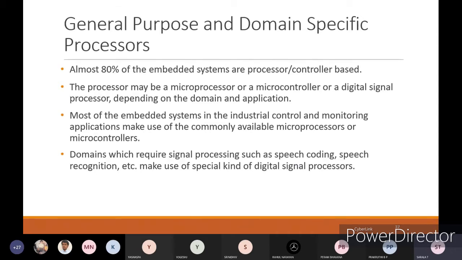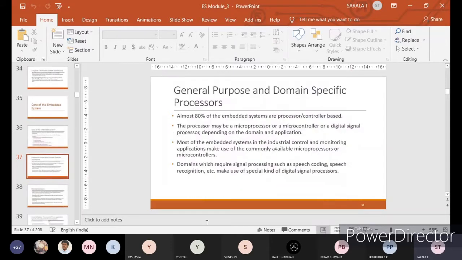Most of the embedded systems in industrial control and monitoring applications make use of commonly available microprocessors or microcontrollers. Most of the embedded systems in the industrial control and monitoring application will be using microprocessors and microcontrollers.